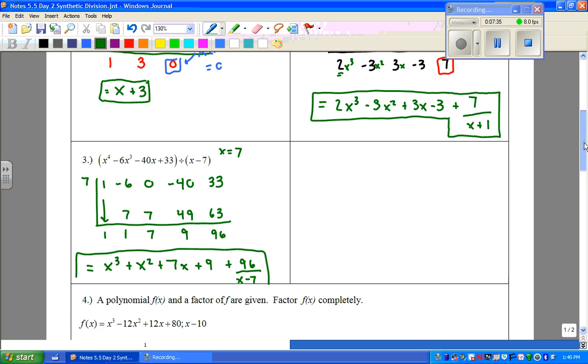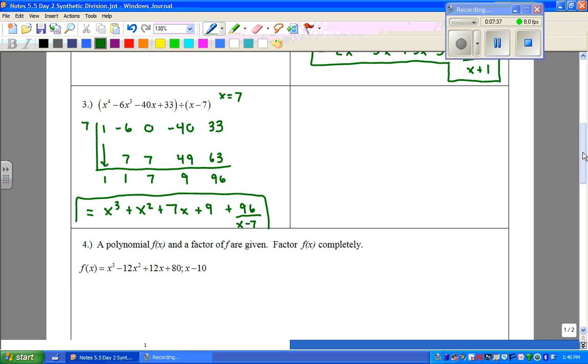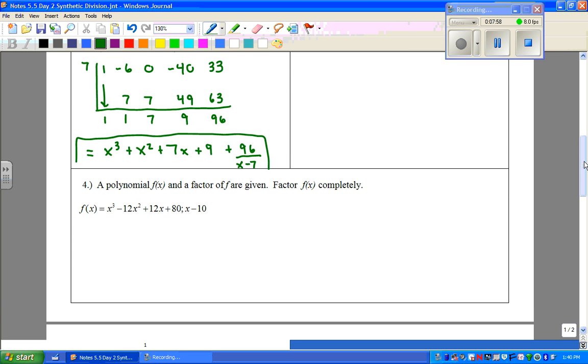Now, the next ones are a little bit different. They don't just ask us to use synthetic division. What they want us to do is they want us to actually go ahead and factor this polynomial completely. Okay? And I've given you guys the tools to factor quadratics. However, I haven't really given you the tools to factor cubics that look like this. So what we're going to do to factor it completely is we're going to start with synthetic division.